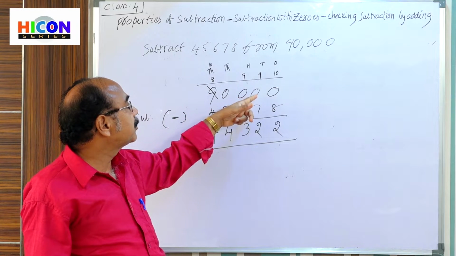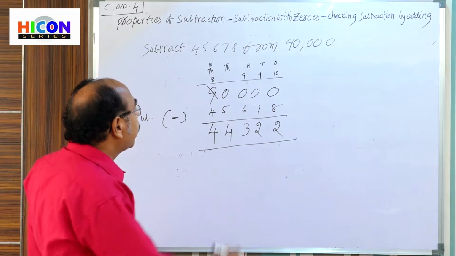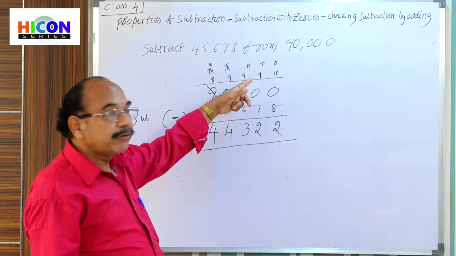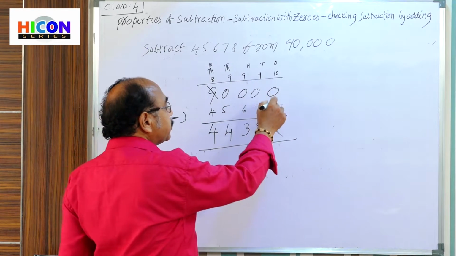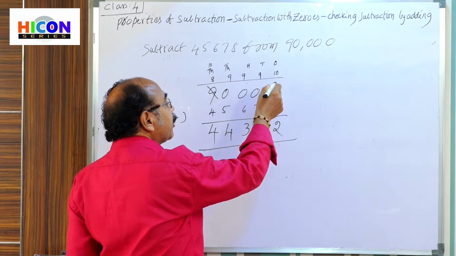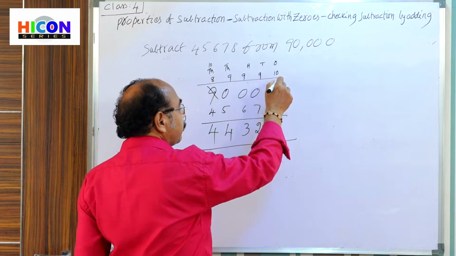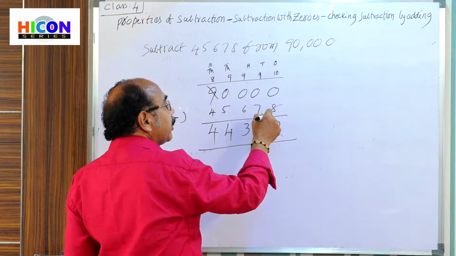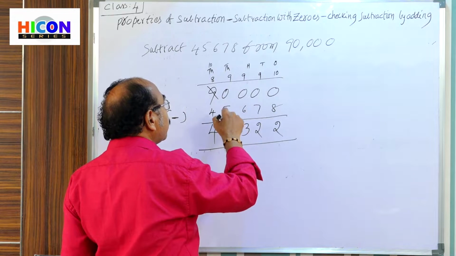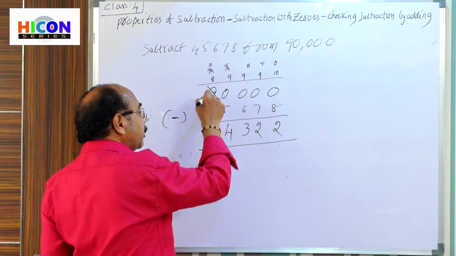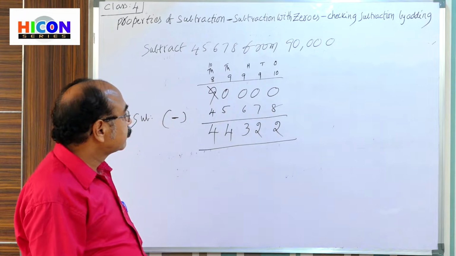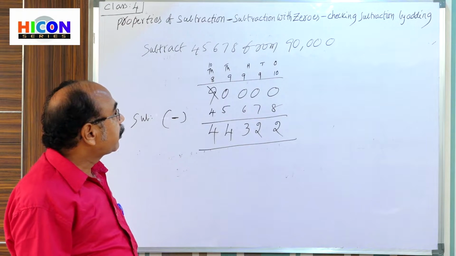In all the places of zeros, above we write 9s. Now 0 minus 8 is not possible, so take borrow. 10 minus 8 is 2. 9 minus 7 is 2. 9 minus 6 is 3. 9 minus 5 is 4. Here 9 gave borrow, that's why 8 only. 8 minus 4 is 4. Like this we do the subtraction.